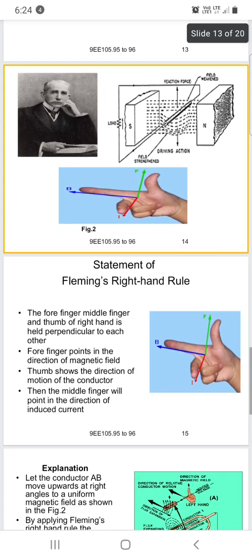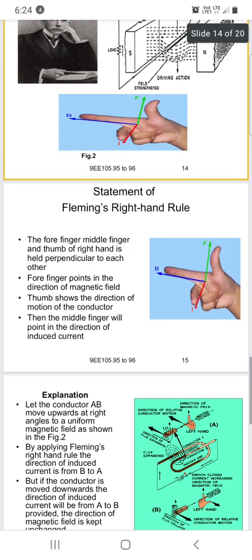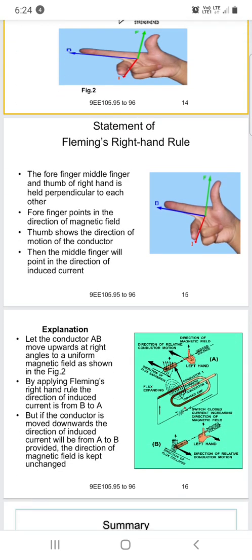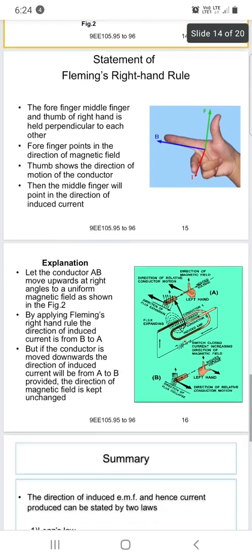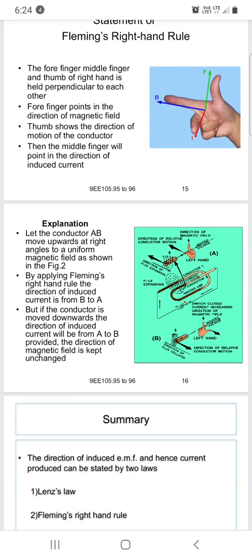So you can easily understand the direction of induced current, the motion, and the direction of magnetic field. Here the forefinger indicates the direction of magnetic field, the thumb shows the direction of motion of the conductor, and the middle finger indicates the direction of induced current.